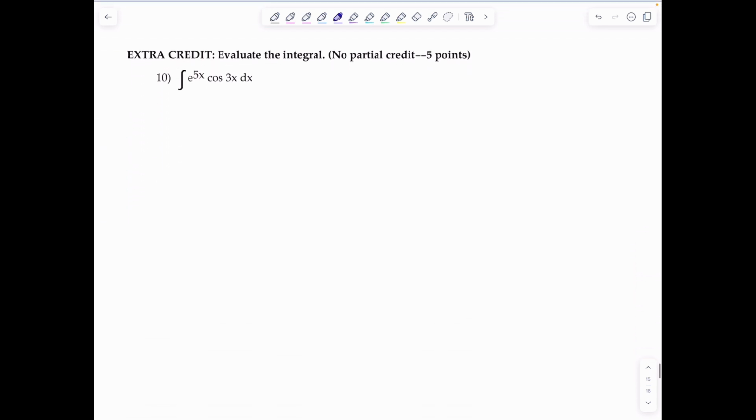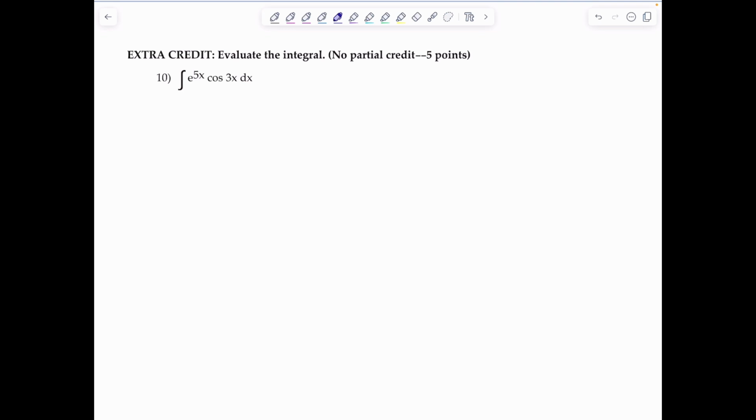Evaluate the integral. We have e to the 5x cosine 3x dx. So this one boomerangs. A good chunk of them got it. How do I know it boomerangs? Because the derivative of e to the 5x is cyclical. It always involves e to the 5x. And then the derivative of cosine 3x is also cyclical. After like 4 iterations, you get back cosine 3x with some constants.